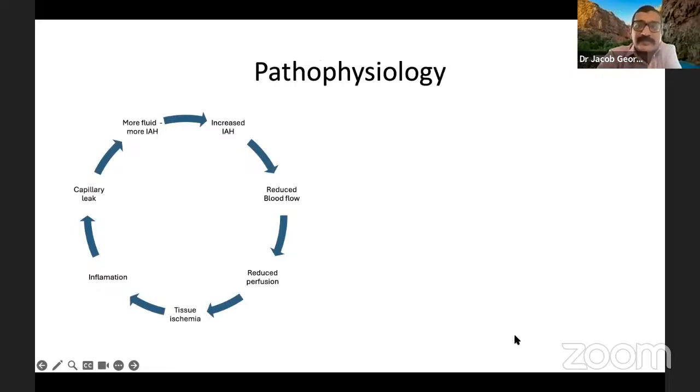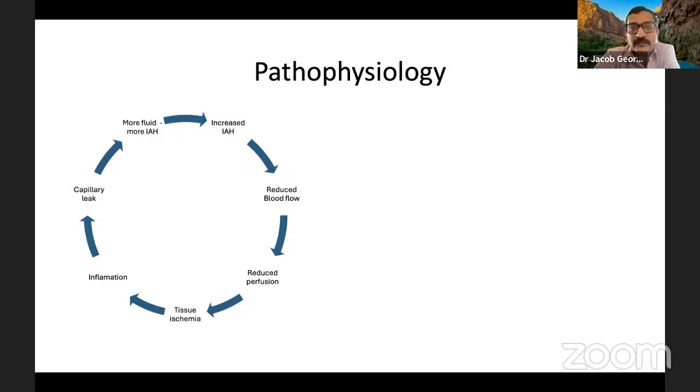So the pathophysiology is going to be a vicious cycle. When you have an increased intra-abdominal hypertension, the blood flow to the abdominal organs gets reduced. This results in reduced tissue perfusion. This reduced tissue perfusion is going to cause tissue ischemia and lactic acidosis. Now, tissue ischemia is going to cause the release of inflammatory molecules, cytokines, etc., which leads to inflammation.